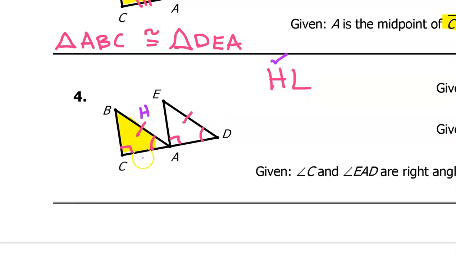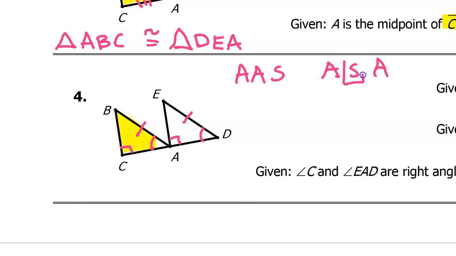No. A leg would be either of the other two sides, and neither of the other two sides are marked. So this cannot be hypotenuse leg. So I'm going to view this as just a regular triangle. I'm noticing that we have two angles and one side. That means this will either be angle, angle, side, or it will be angle, side, angle. Those are the two ways to have two angles and one side.